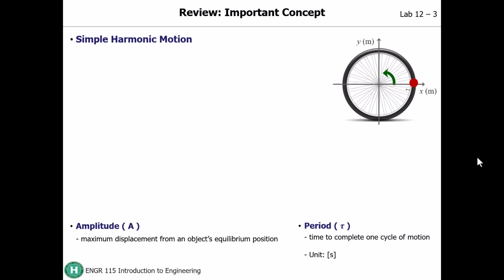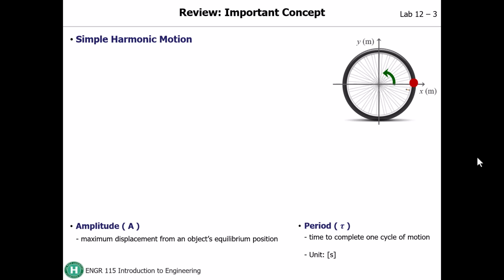Today we're going to investigate the motion of a bicycle wheel which undergoes simple harmonic motion. For this, first we're going to quickly review the important concepts for this lab, and then we're going to do the lab activities to measure the acceleration of a bicycle wheel using a Bluetooth accelerometer.